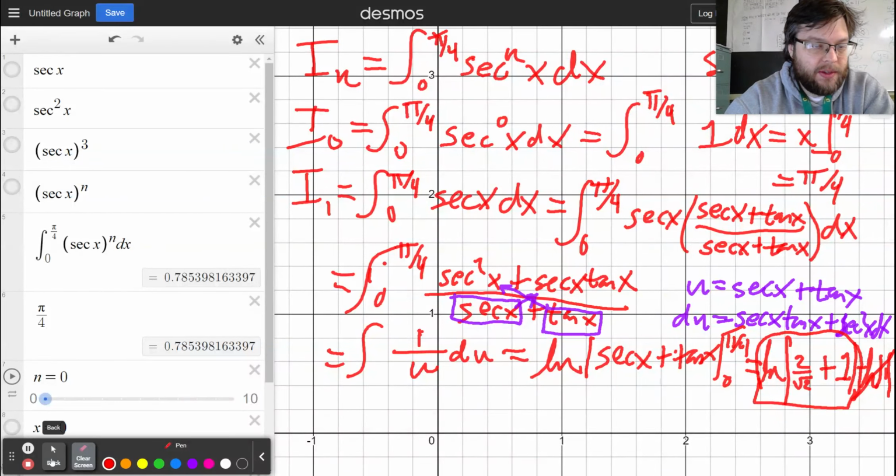Let's just double check our answer. So I'm going to slide n equal 0 to make it n equal 1.